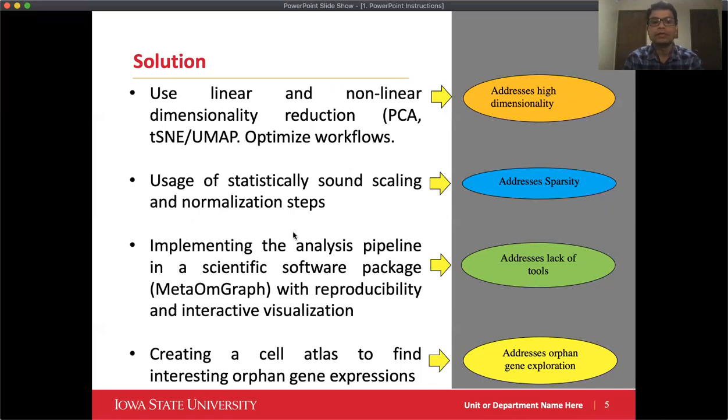And then we are also working towards implementing this pipeline and incorporating it into MetaOmGraph, which is software developed by the research group which I'm working in. It's Dr. Vajjhala's research group. So this will address the lack of tools. And the next solution is to create a cell atlas to find interesting orphan gene expressions. So cell atlas is basically the output of the unsupervised learning.